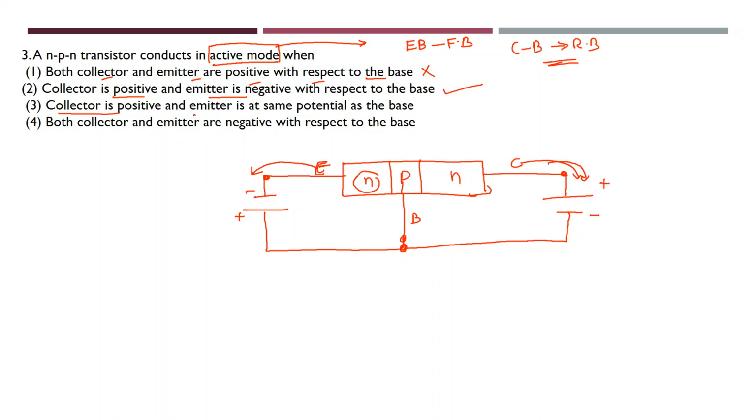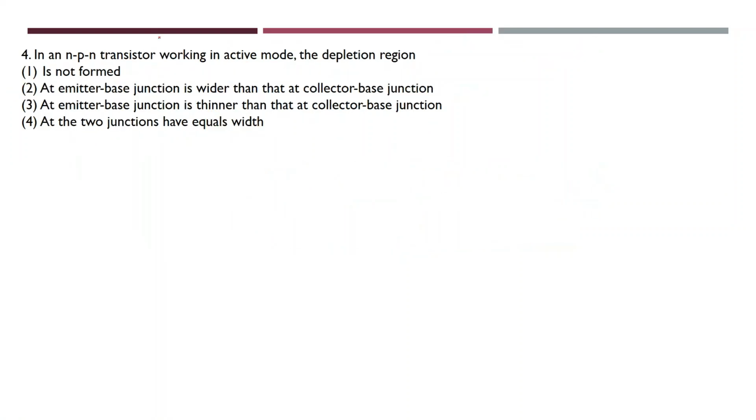Let us see the third option. Collector is positive and emitter is at the same potential as the base. Collector is positive, okay, I agree. But here the emitter is at the negative terminal and the base is at the positive terminal, so both of them are not at the same potential. So this option is wrong. Both collector and emitter are negative. Emitter is negative, I agree, but collector is positive. So this option is wrong. So which one is the correct option? Option 2 is the right answer: collector is positive and emitter is negative with respect to base. So let us move on to the next problem.